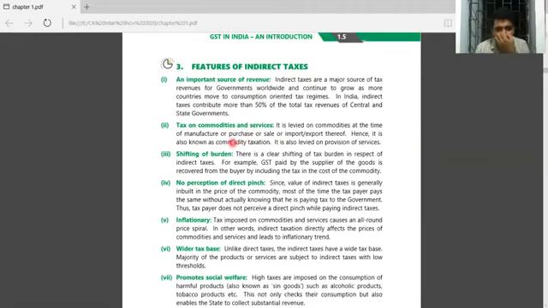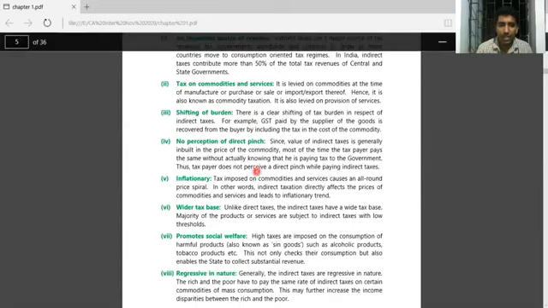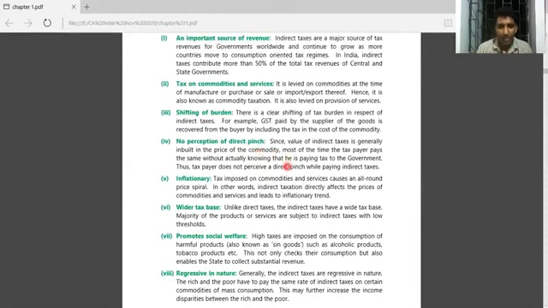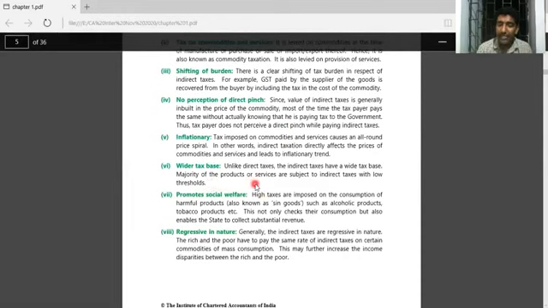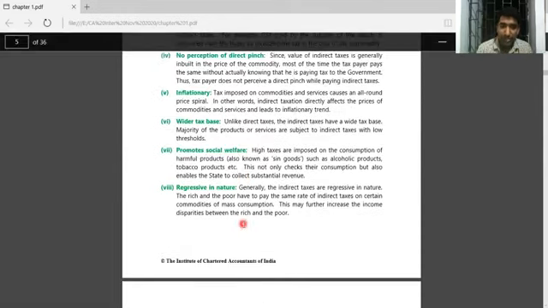Then tax on commodities and services. It is levied on commodities at the time of manufacture or purchase or sale. Hence, it is also known as commodity taxation. So indirect tax, we know, is levied on consumption, actually on purchase, on sale. Then shifting of burden. As we know, at each stage, the burden is shifted from one person to another. No perception of direct pinch. We know that it is indirectly paid to the government. Then inflationary, then wider tax base, promotes social welfare, regressive in nature.